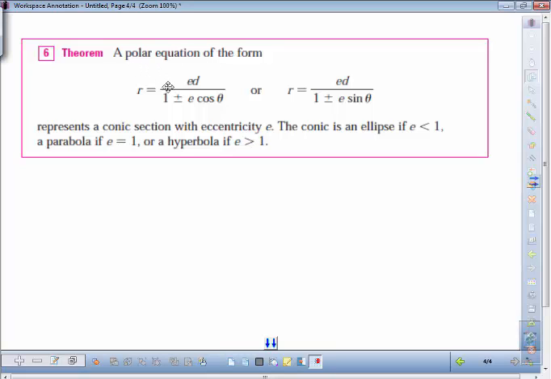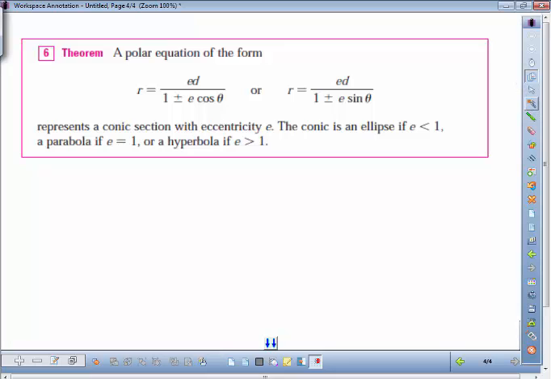So a polar equation of the form r = ed / (1 ± e cosine theta) represents a conic section with eccentricity e. The conic section is an ellipse if e is less than 1, a parabola if e equals 1, and a hyperbola if e is bigger than 1.